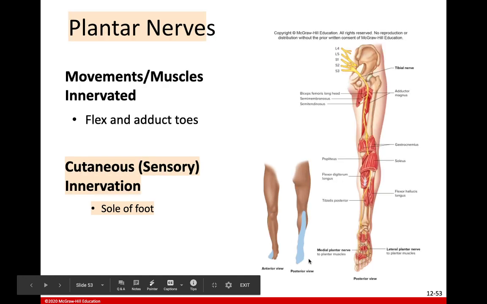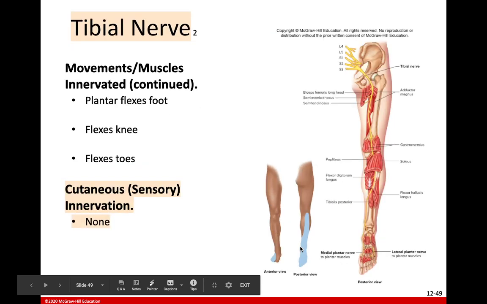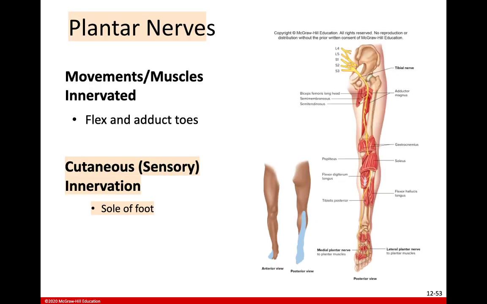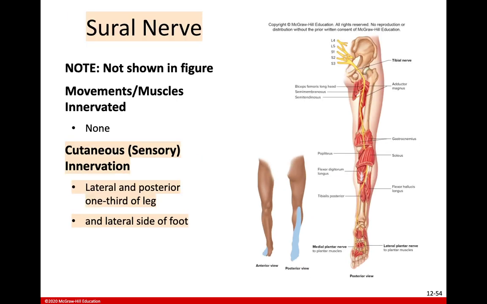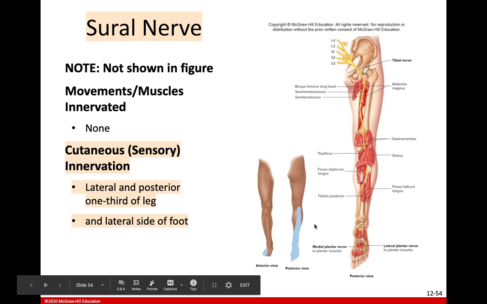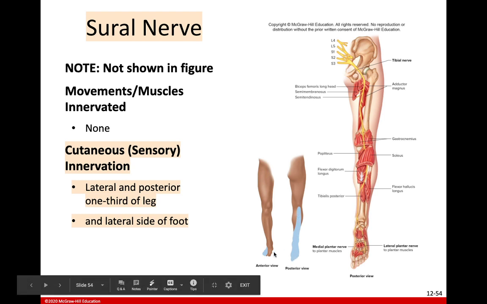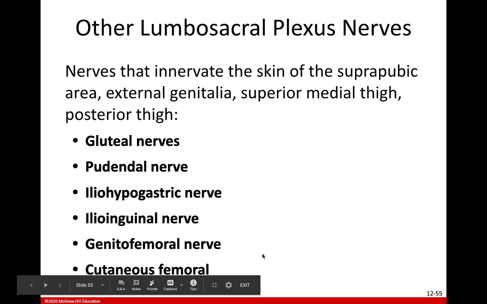And then the plantar nerve, which makes sense, is innervating the sole of the foot. Again, in addition to some of the anterior portion of the leg. And you can see here that some of these nerves are kind of overlapping in what they are innervating. And then you have your sural nerve that is not shown here, but it is innervating the lateral and posterior 1/3 of the leg, as well as the lateral side of the foot, as you can see here.